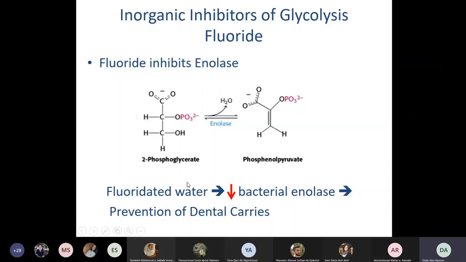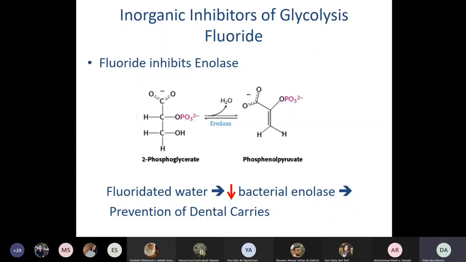if you drink water that is fluoridated. Of course, here in Jordan and in many countries, fluoride is added to the water in specific amounts, with the aim of protecting the teeth as a preventive procedure to reduce dental cavities and dental caries.